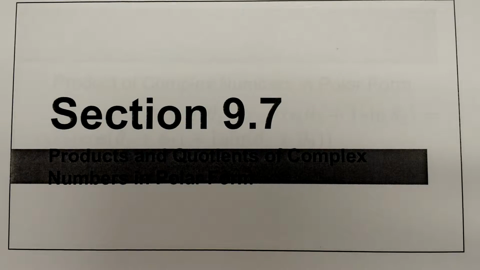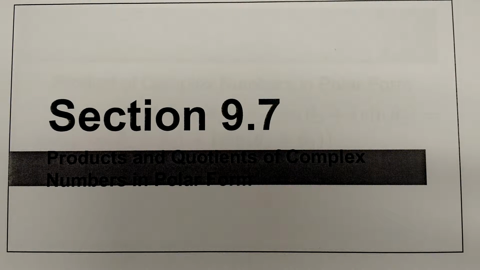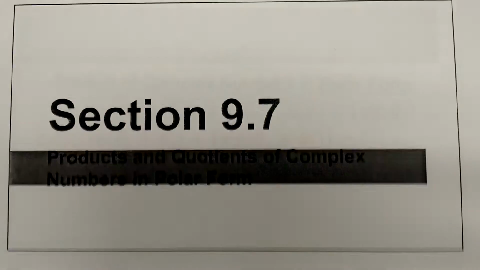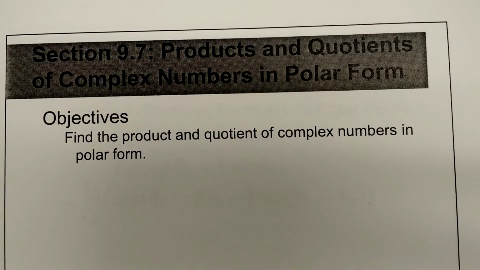Alright, here we have section 9.7, which deals with products and quotients of complex numbers that are in polar form. They're a little bit easier to work with than things in rectangular form. So objectives: find the product and quotient of complex numbers in polar form.